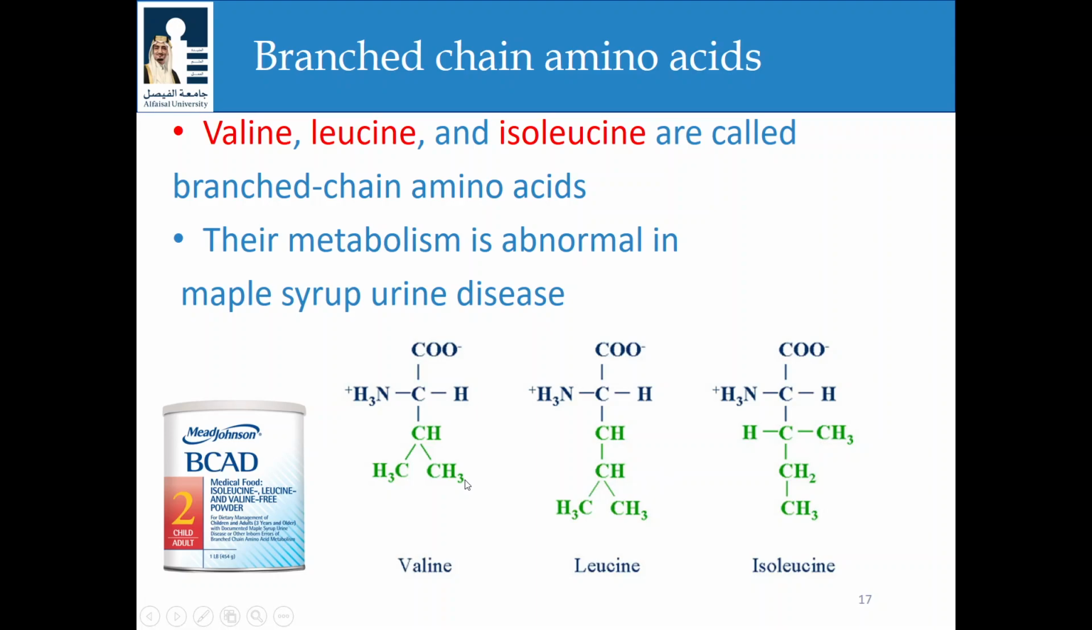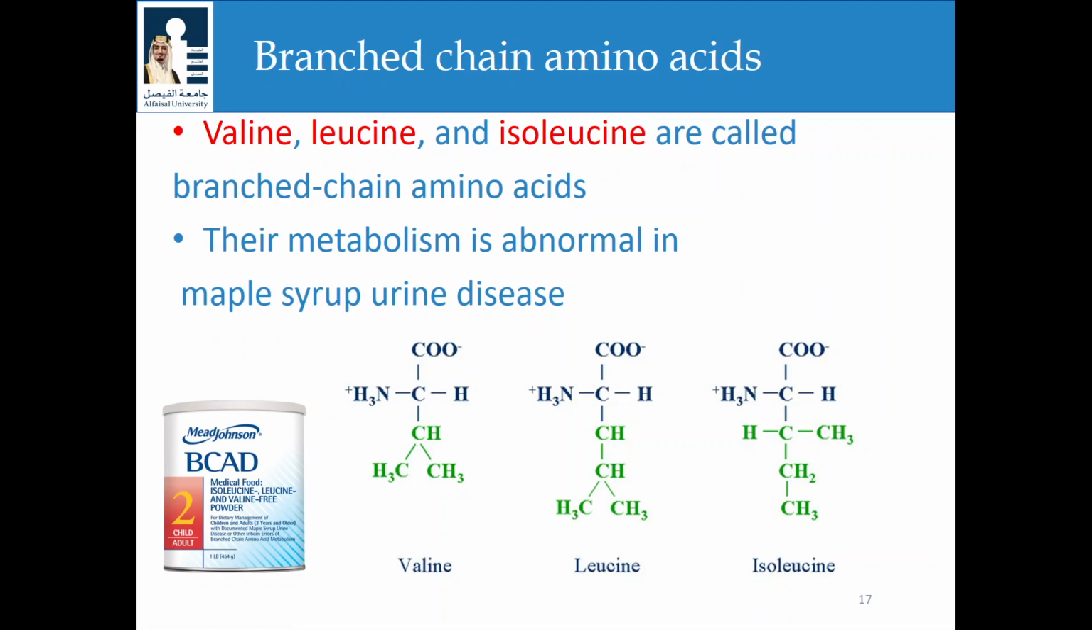And the 3 of them need a special enzyme to be broken down in our body, and this enzyme is missing in an inherited disease where the children don't have a proper enzyme to metabolize or break down these amino acids, and the children will have this disease called maple syrup urine disease. Why do we call it maple syrup urine disease?